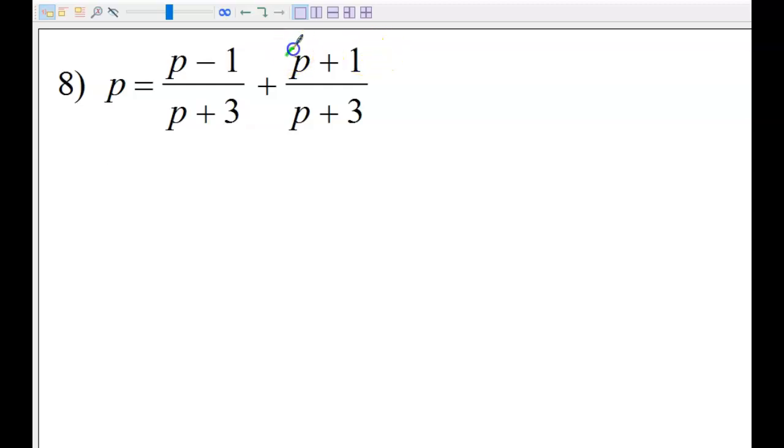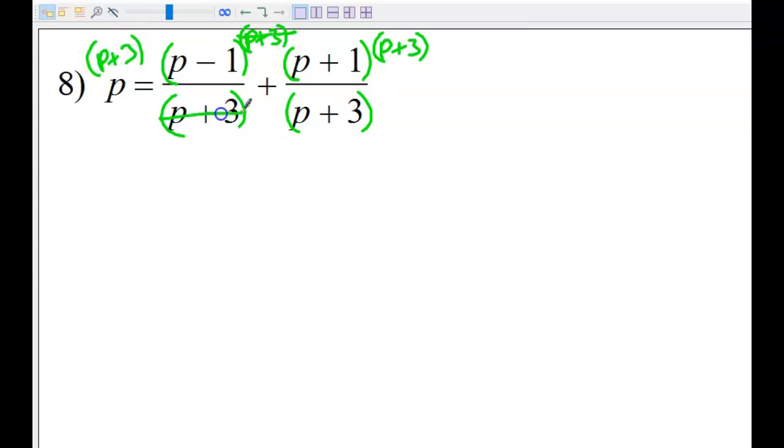All right, last problem that we'll do here. We'll multiply all of our terms by p plus 3 to get rid of the denominator. So p plus 3, p plus 3, and I'll squish a p plus 3 in over here. Cancels and cancels, cancels and cancels. And we have p minus 1 and p plus 1.